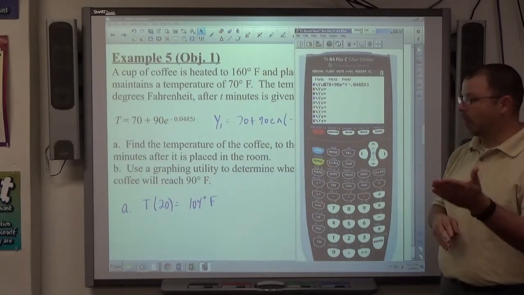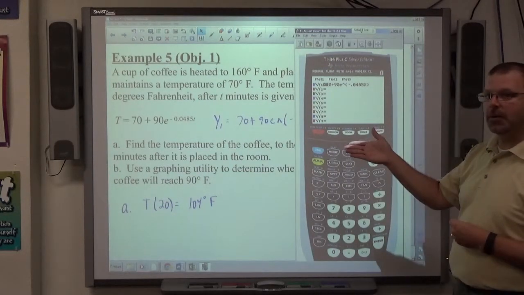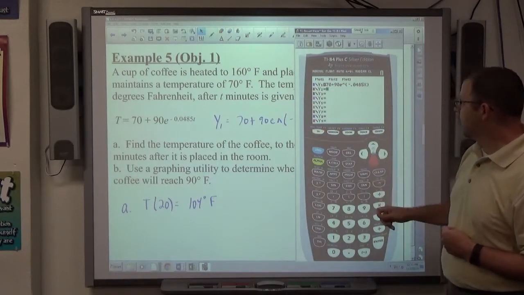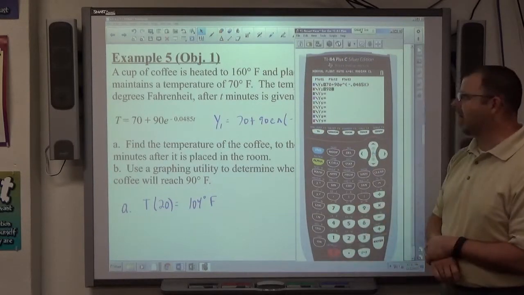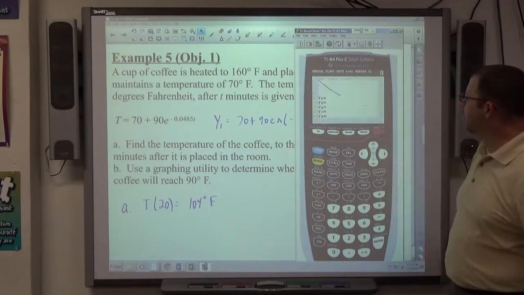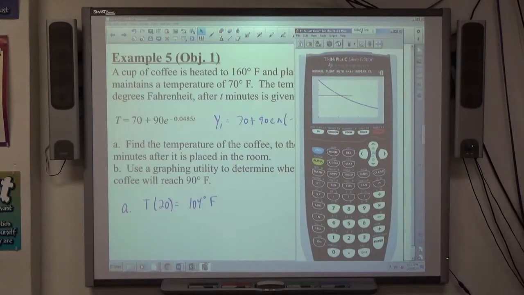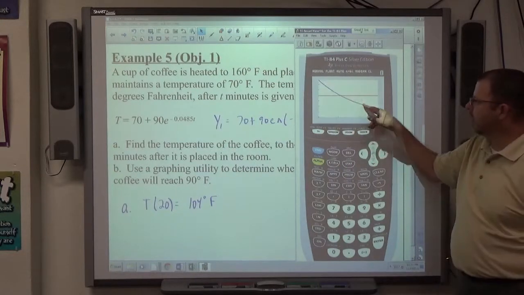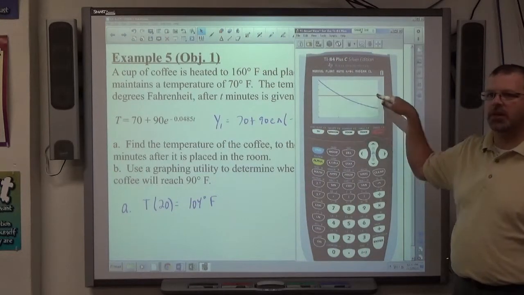Y1 equals temperature. Y1 is temperature, right? We want the temperature to be 90, right? So I'm going to make a second temperature equation that says y2 is equal to the temperature we want to have, 90. Hit graph again, and now not only do you have your coffee temperature, the blue line, you also have a red line which represents 90 degrees Fahrenheit.